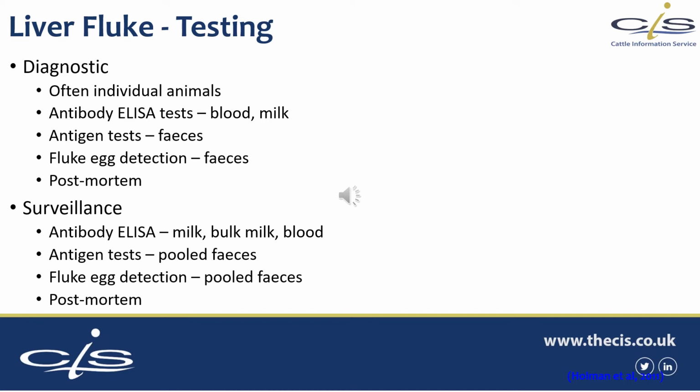When we're looking at surveillance, again, we've got antibody ELISAs, and again, they're going to be covered in the next slide in more detail. We can do those tests, and the tests we mentioned before, on groups of animals as well. So we can do pooled feces tests for the antigen. And one thing about that antigen test is it does actually give us a bit more of an idea of the amount of fluke. The degree of infection is probably a bit more accurate at that than the antibody tests.